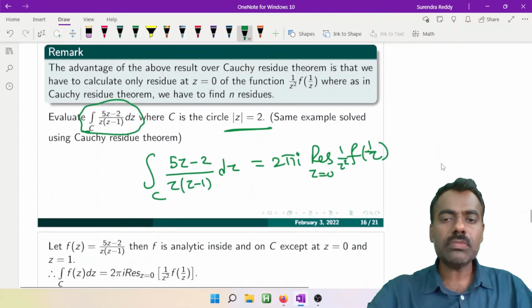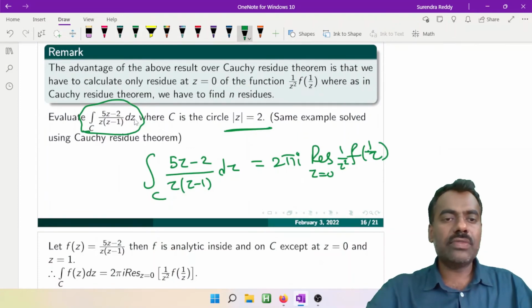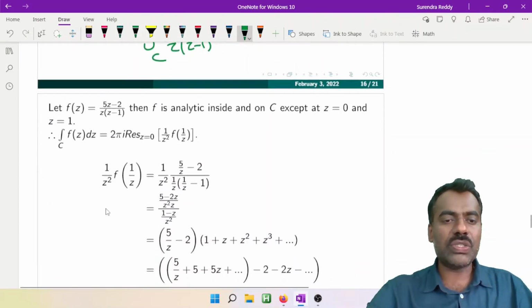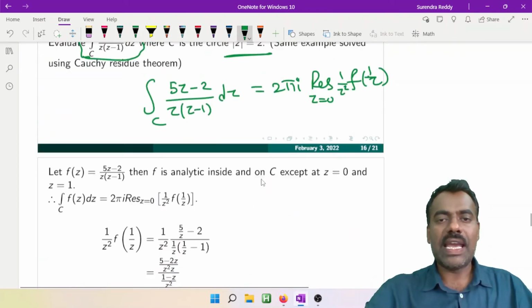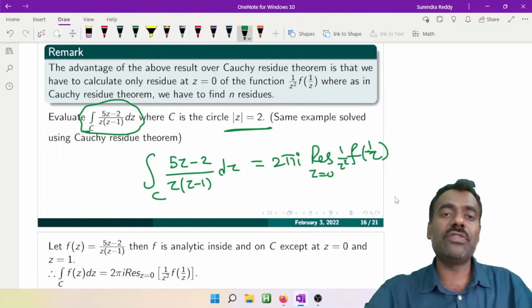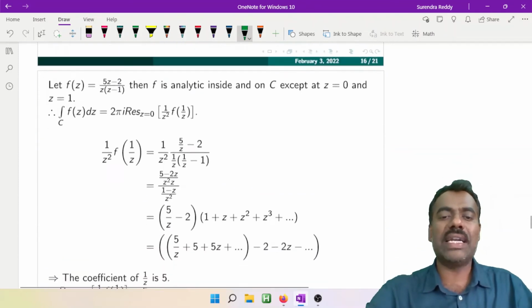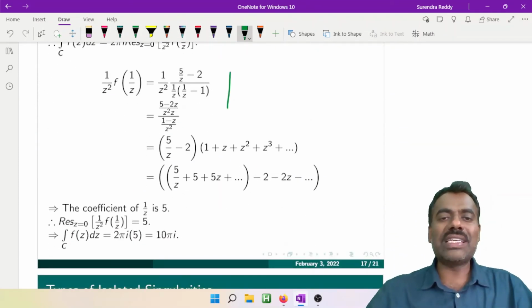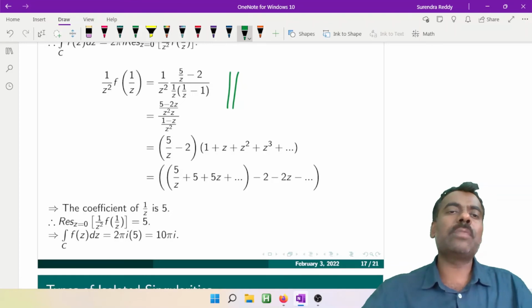So we can calculate whatever this f of z is, try to find 1 by z square into f of 1 by z, and we want to have the residue at z is equal to 0. That means in the Laurent expansion, we want to find the coefficient of 1 by z. So we have to simplify this. It is not a difficult one. We have to simplify in such a way that the 1 by z term will come.